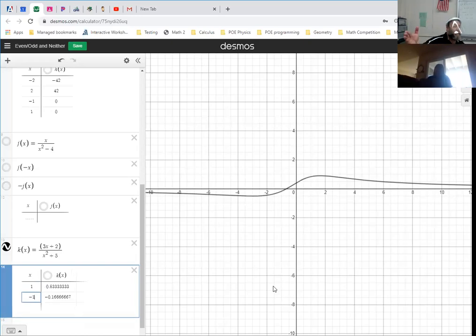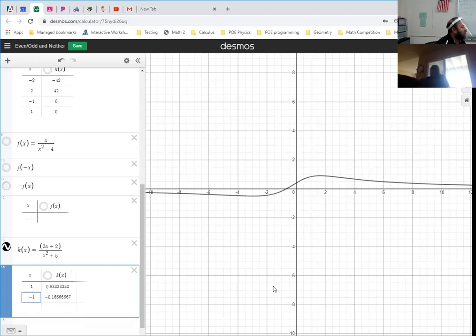Did I get the same number? No. Did I get the opposite of that number? No. So what that means is, is it even? No, because they're not the same. Is it odd? No, they're not opposites. By the way, I love the fact that odd and opposite kind of go together.